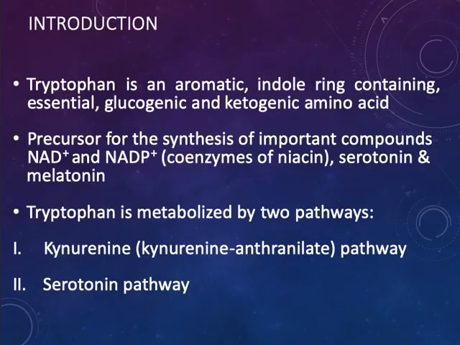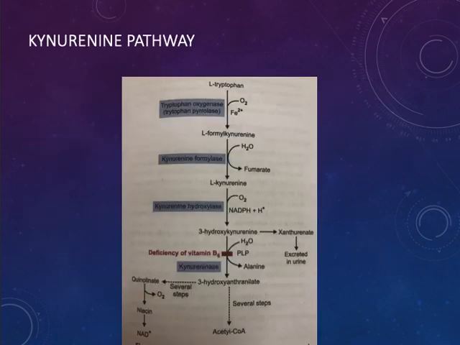So what is tryptophan? It is an aromatic, indole ring containing, essential glucogenic and ketogenic amino acid. It's a precursor for the synthesis of important compounds like NAD and NADP, which are the coenzymes of niacin, serotonin and melatonin. Tryptophan metabolism we can classify into two main pathways. One is the kynurenine anthranilate pathway, and then the serotonin pathway. We'll go on to the first pathway, the kynurenine anthranilate pathway.